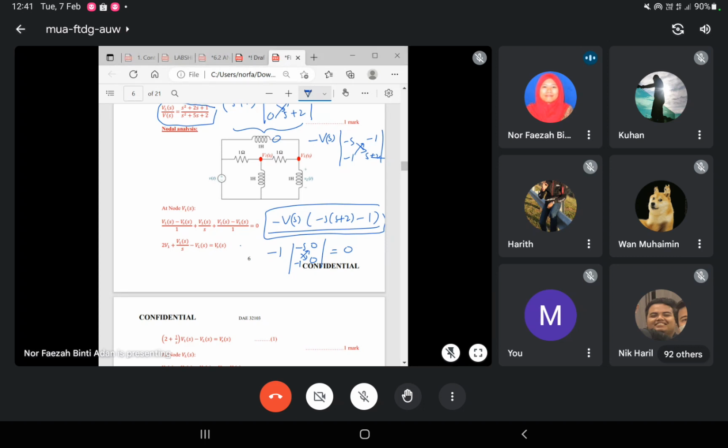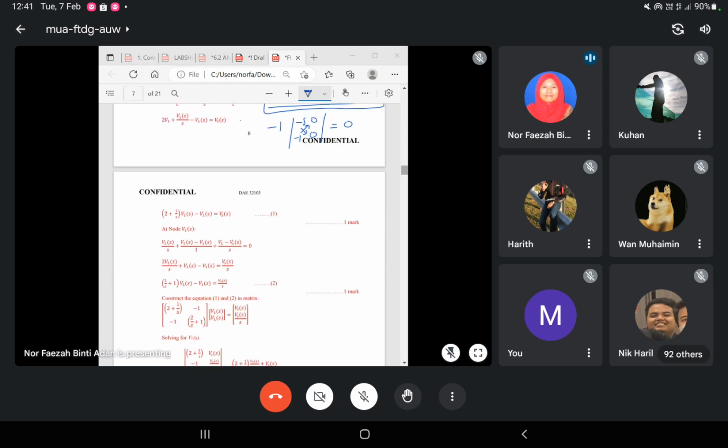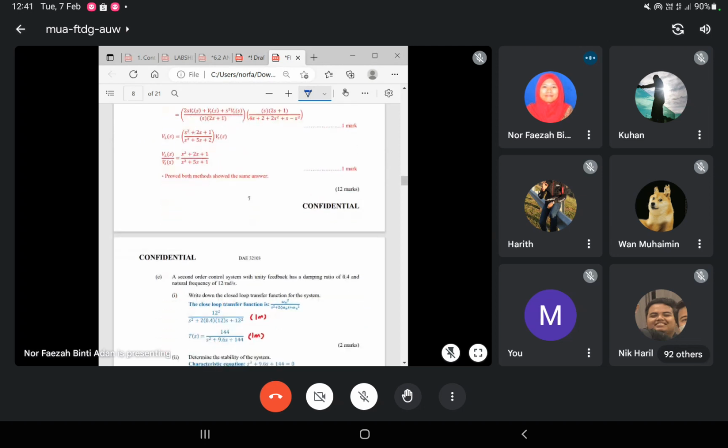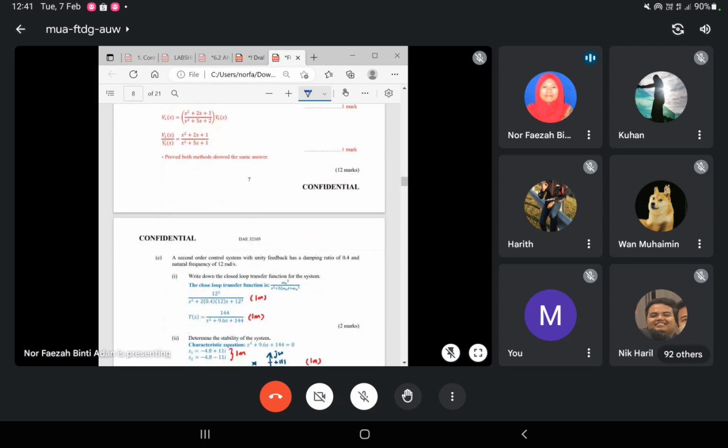Nodal analysis ni simple untuk 3 loops, sebab dia akan jadi just a 2x2 matrix. Yang saya tunjuk tadi 3x3 matrix, yang kompleks sikit. Okay. Alright, next moving on. Ada soalan tak?